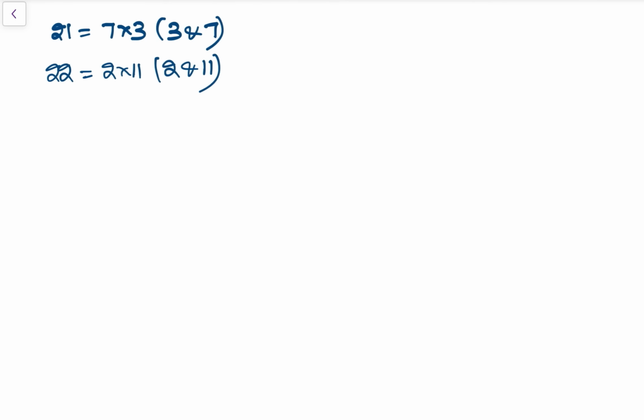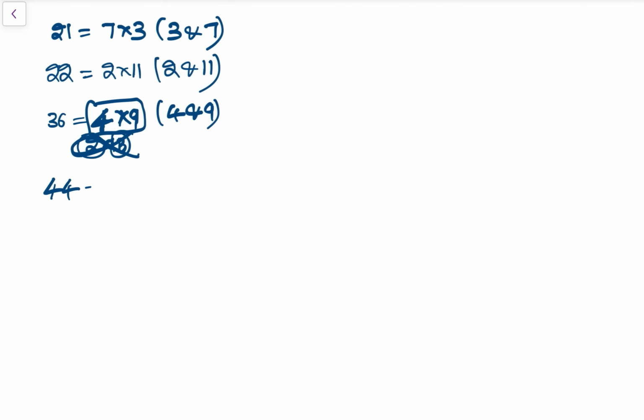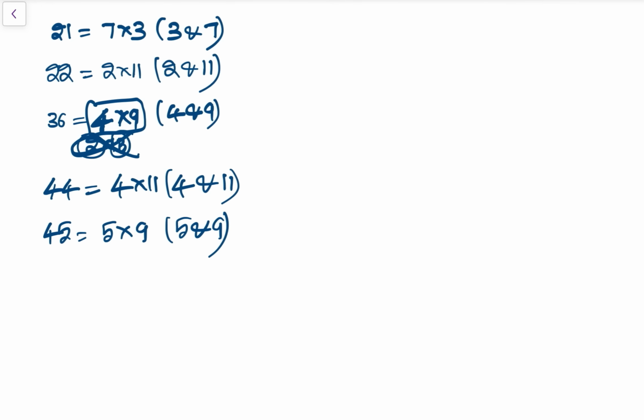Then the important number 36, 36 can be written as 4 into 9. You can say, sir, we can also write 2 into 18, but 18 also comes in the table of 2, so we cannot take that. So they do not occur in the same table: 4 and 9. Numbers divisible by 4 and 9 will be divisible by 36. Similarly 44 is 4 into 11, so divisible by 4 and divisible by 11. Similarly 45, that is 5 into 9, so divisible by 5 and divisible by 9.